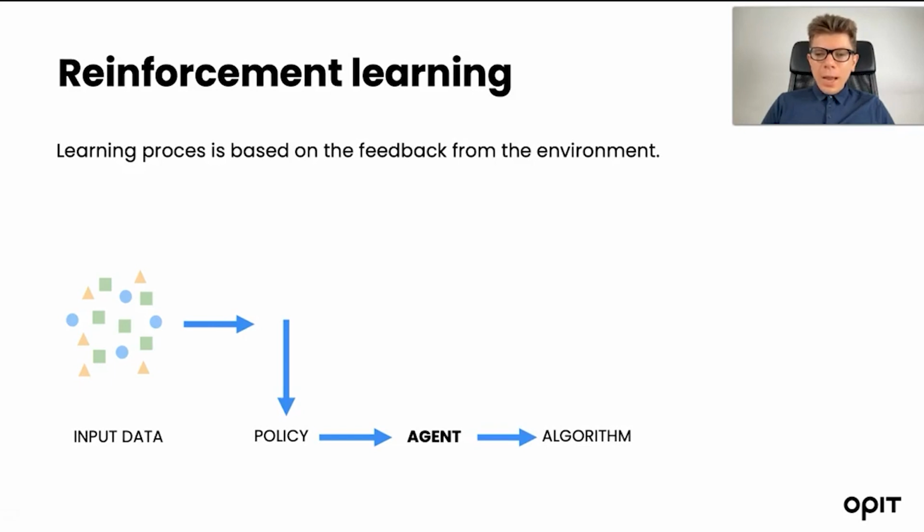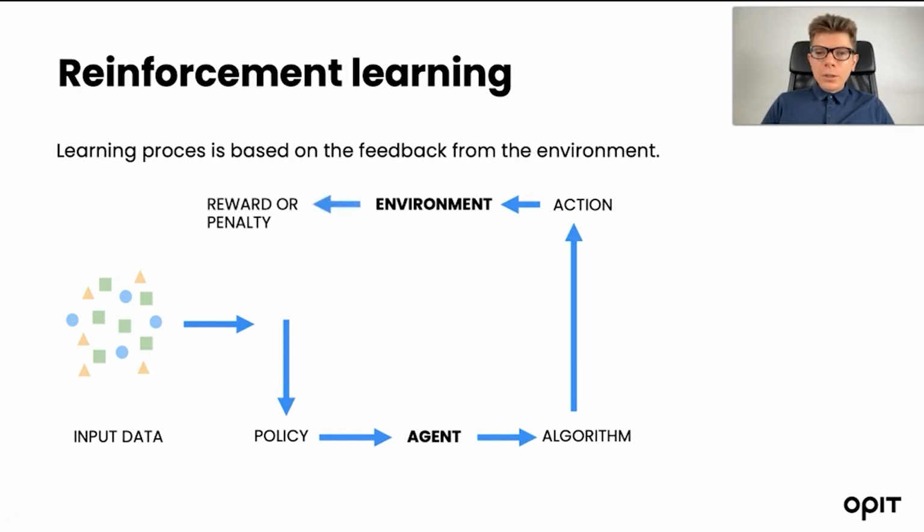So it will choose some algorithm that will be responsible for classifying objects in the dataset. And based on that algorithm, an action will be taken. That action will then be transferred into the environment. And the environment in this case will be a set of signals in which the algorithm, the model, will learn whether it is doing well or not. So it will receive either reward or penalty.